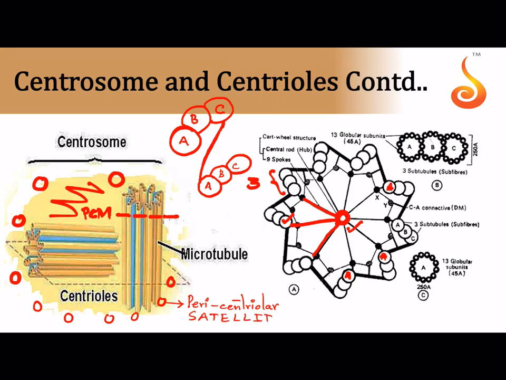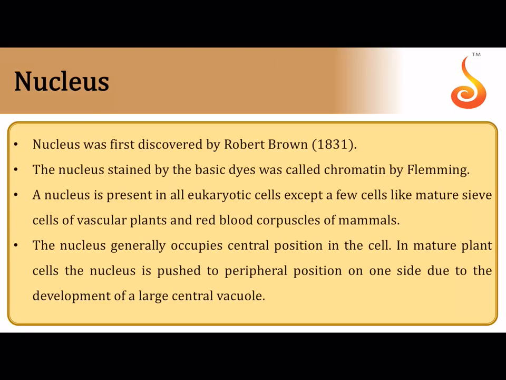These are aggregations which are present around the centrosome, and these pericentriolar satellites are where microtubules are formed. So they are called microtubule origin centers, or they are called microtubule organizing centers, that is MTOC, microtubule organizing center, and these are also referred to as the pericentriolar satellites. Is that clear?